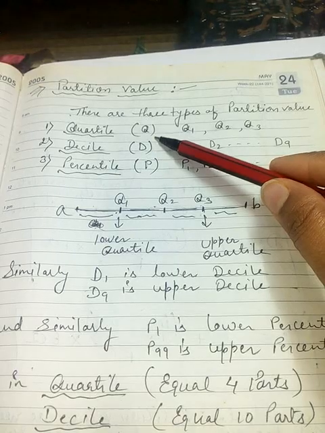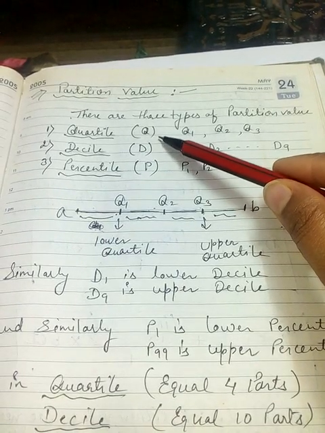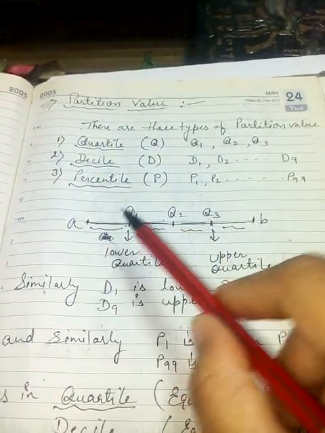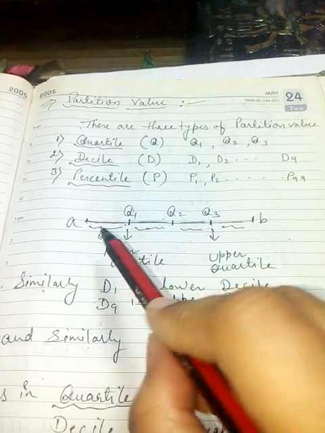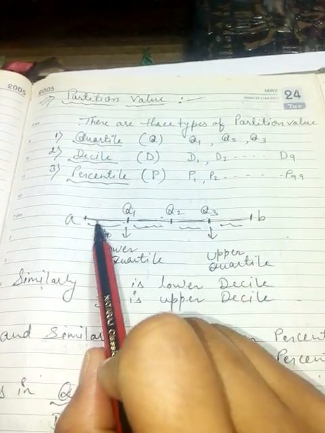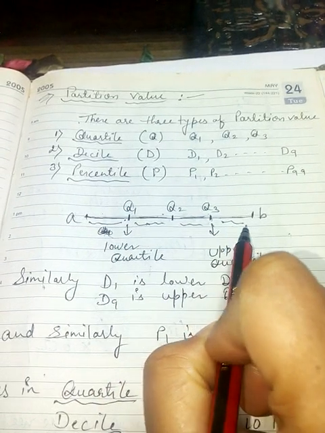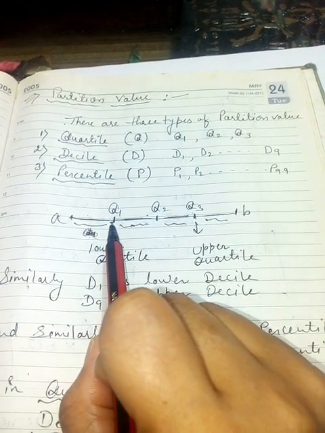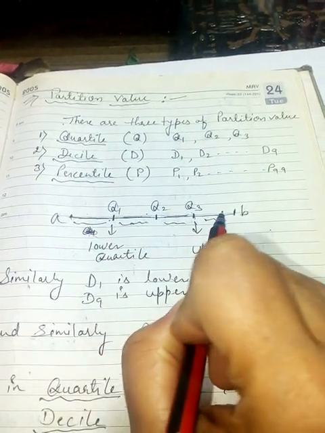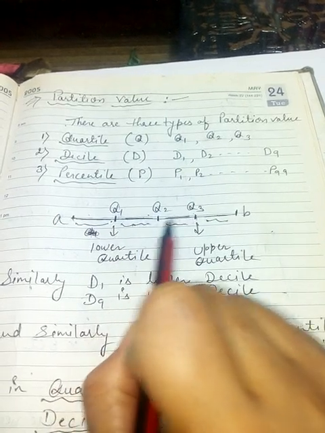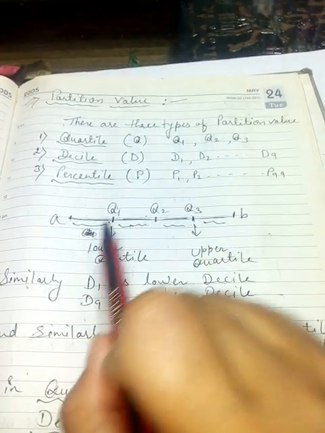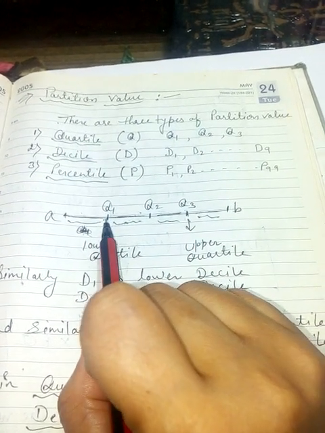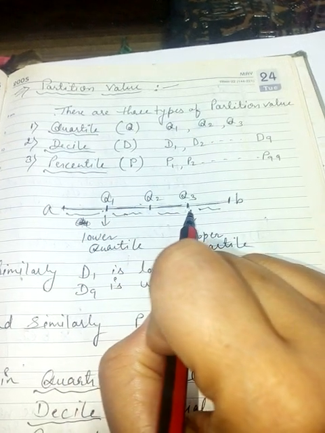Here the quartiles basically mean the data is going to be divided into 4 equal parts. When we divide the data from A to B into 4 equal parts, we have to make 3 cuts. These cuts are called the partition values Q1, Q2 and Q3. So these cut values are called quartiles. The first quartile is Q1, second quartile is Q2 and third quartile is Q3.